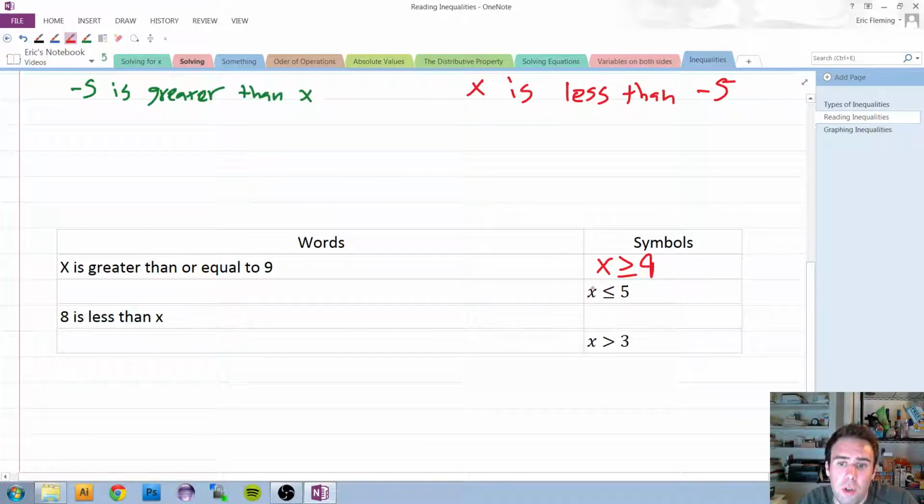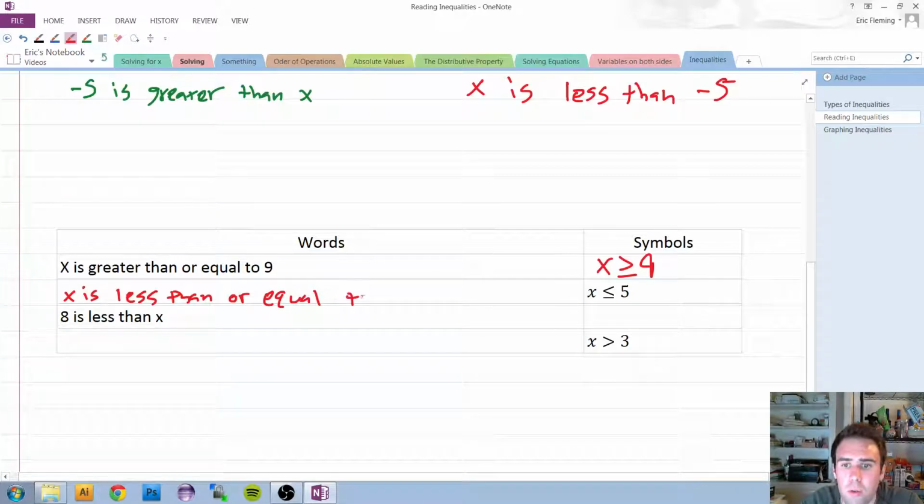Well, if I choose to start with the x, it's showing me its back first, so it's less than, and that little bar underneath means equals to. So I could say x is less than or equal to 5, and that'll work out. Let's take a look at this one right here. 8 is less than, so if I draw 8 less than, it's showing its back, less than x.